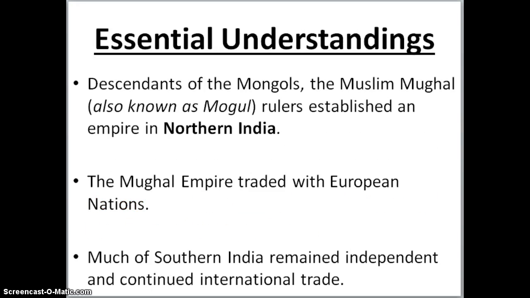So, the essential understandings. Muslim Mughal rulers are going to be descendants of the Mongols, and they are going to establish an empire in northern India. The Mughal Empire is going to trade with European nations. And much of southern India is going to remain independent and continue international trade.